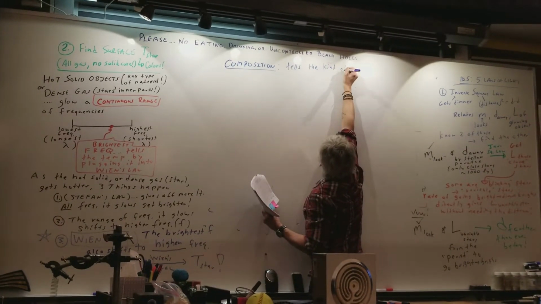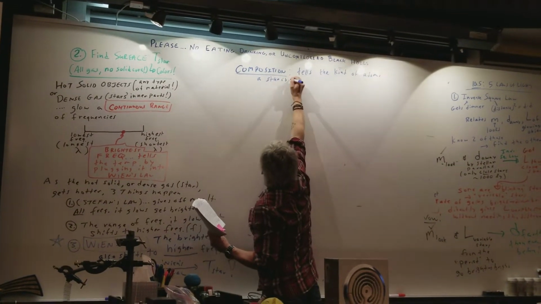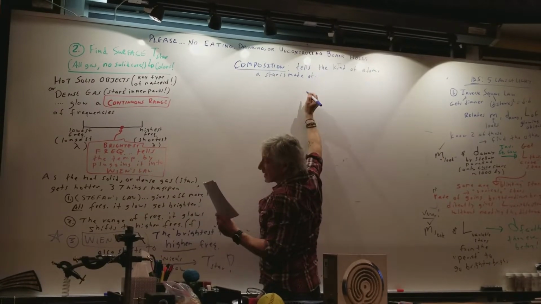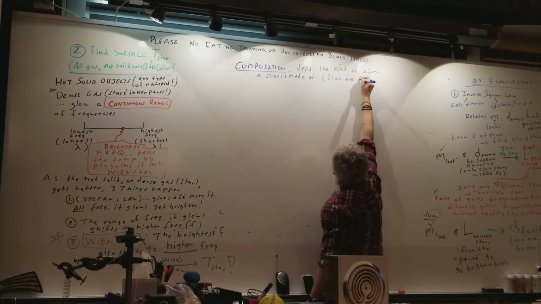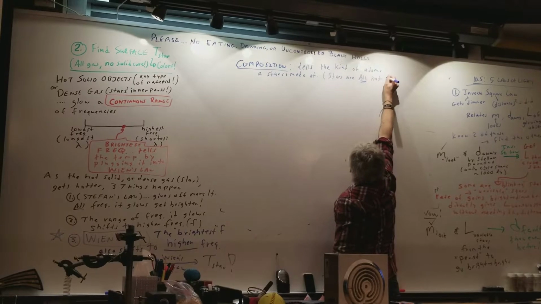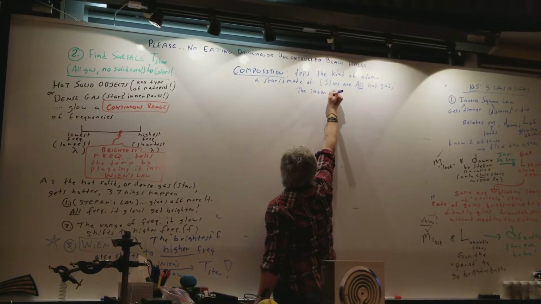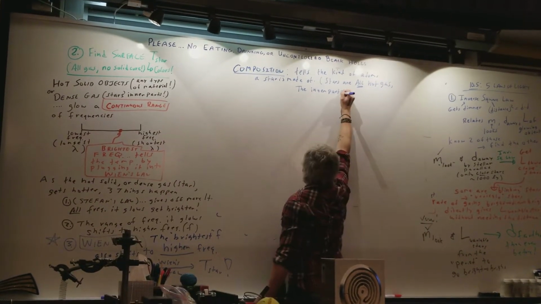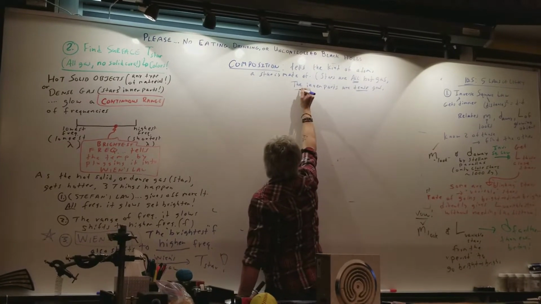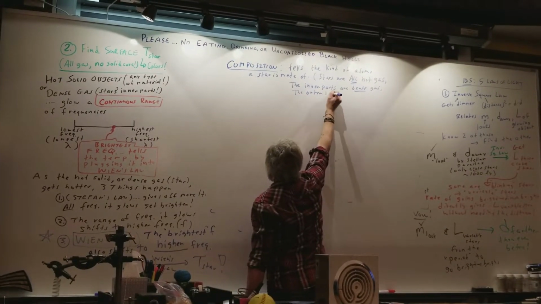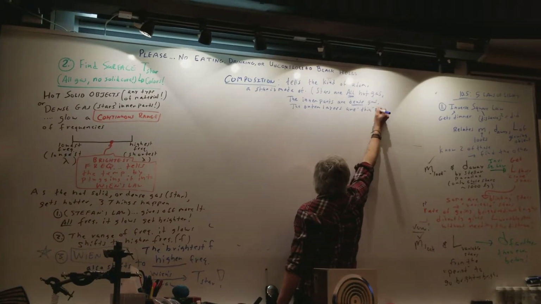Composition tells the kind of atoms a star is made of. Without going there, we can tell what that thing is made of. Remember, stars are all hot gas. The inner parts, the main parts, are dense gas. The outer layers are thin, if you will, not dense gas.